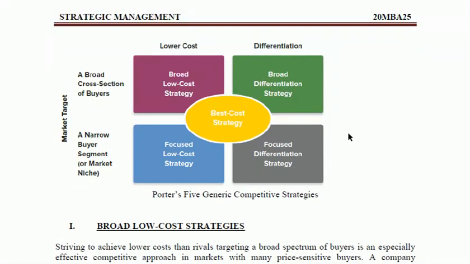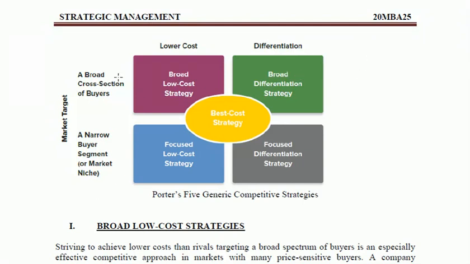This is Porter's five generic competitive strategies representation. On the y-axis we have the target market. On the x-axis we have the lower cost or differentiation, whatever we are using.